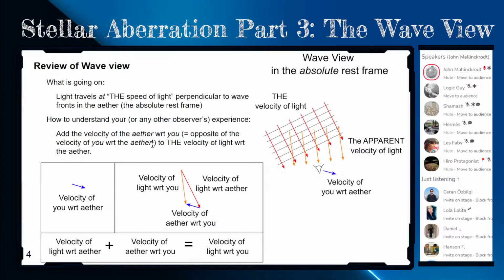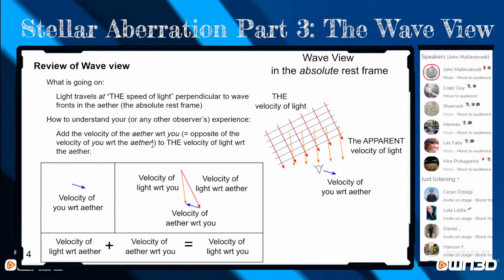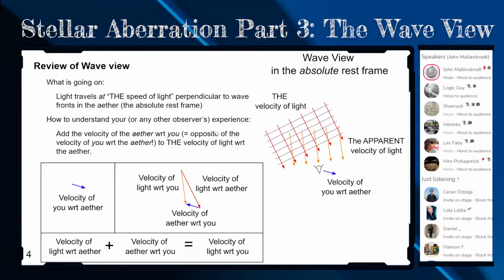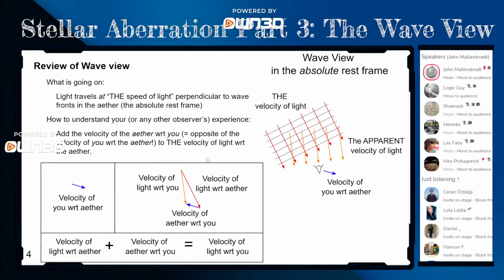And I'm showing that there, over there, with the wave fronts and the rays of light perpendicular to the wave fronts. But I'm also showing what you or any observer actually ends up seeing. How do I understand my experience or any observer's experience now? I simply add the velocity of the ether with respect to you to the velocity of the light with respect to the ether. I should have written those in the other order, I realize now.